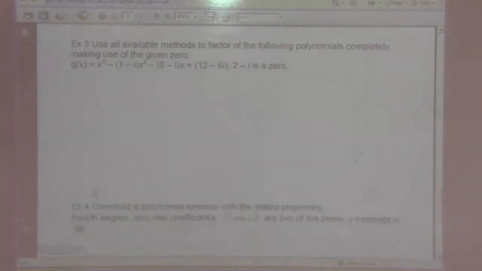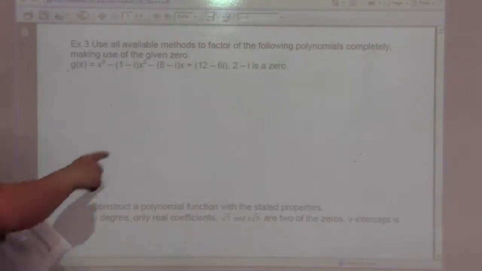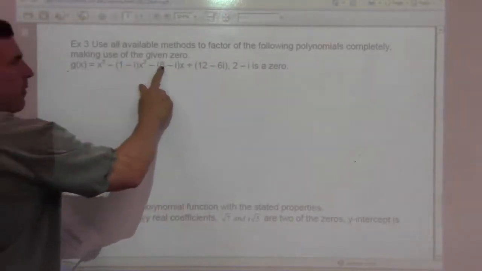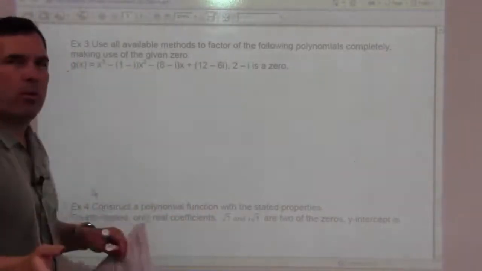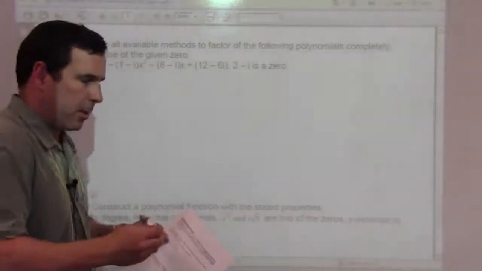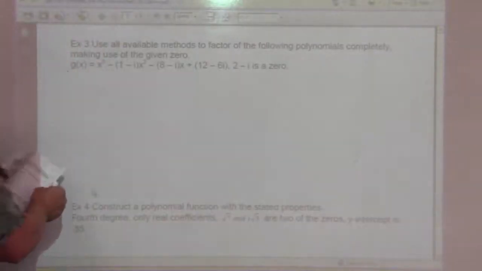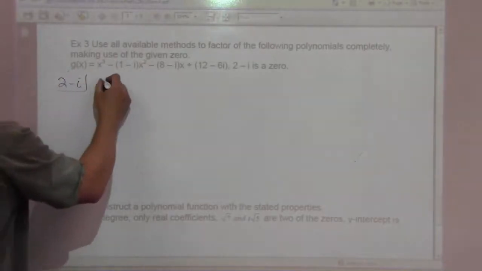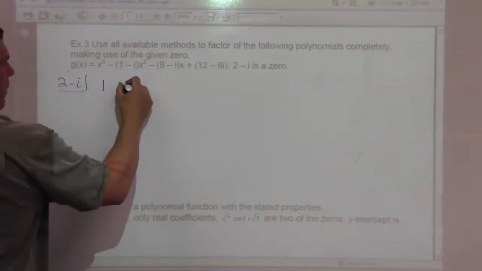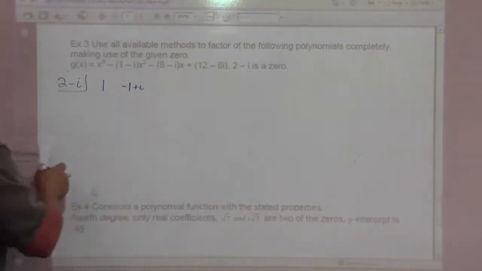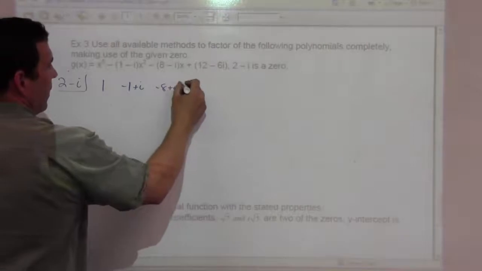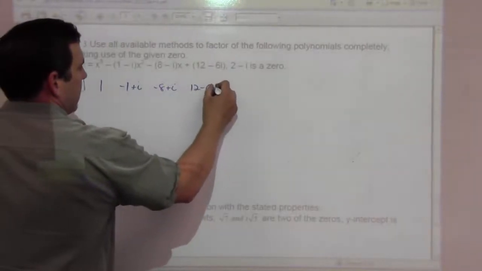For example 3, it says use the available methods to factor the polynomial. We know that 2 minus i is a factor. We also have complex coefficients, so we don't know, and it's unlikely, that its conjugate is there. So I will go ahead and do some synthetic division. 2 minus i goes into 1, then we have negative 1 plus i, then negative 8 plus i, and then 12 minus 6i.